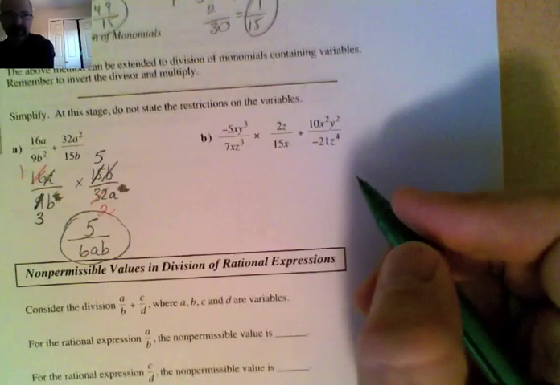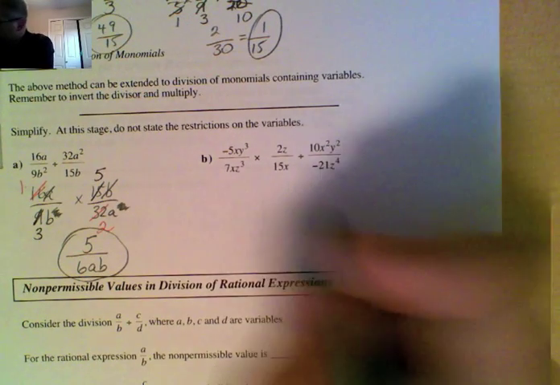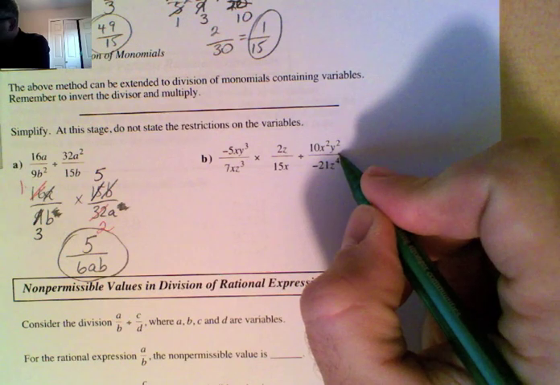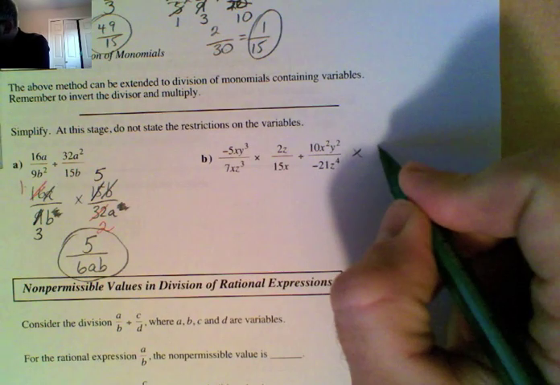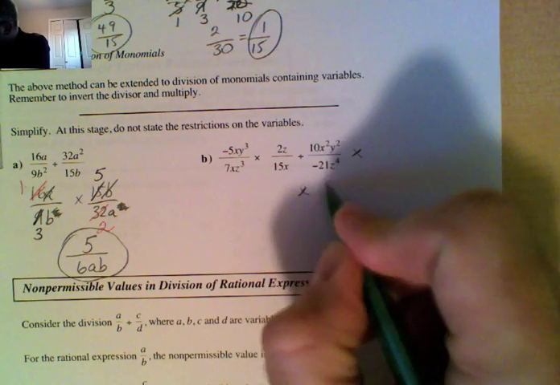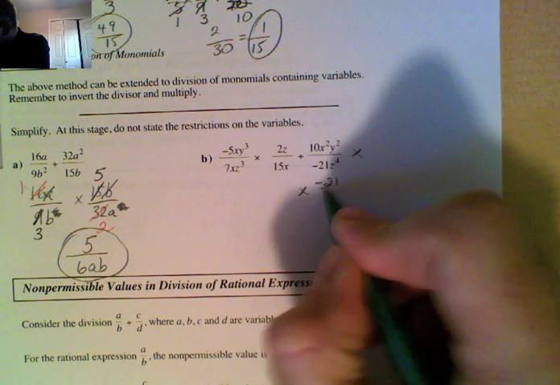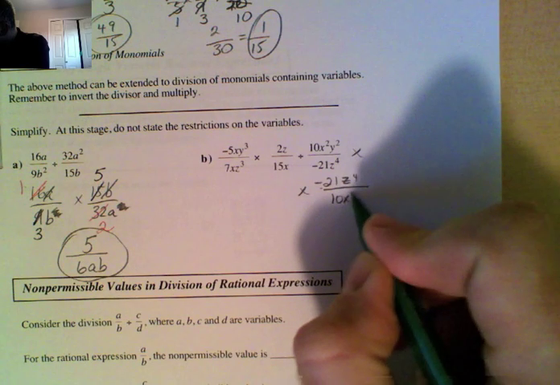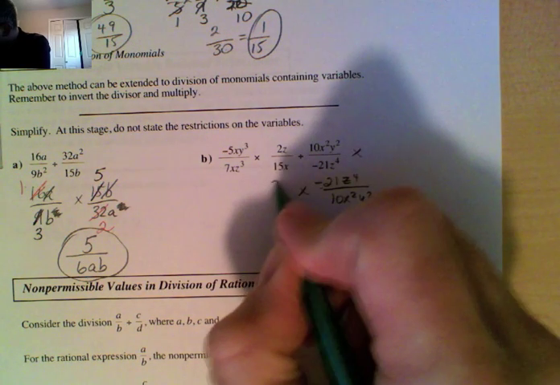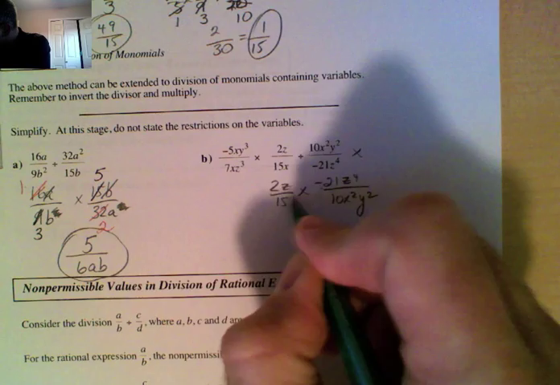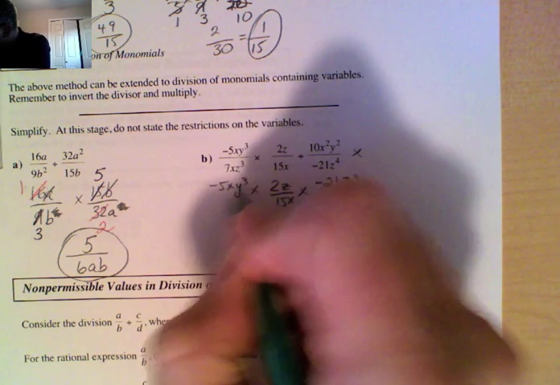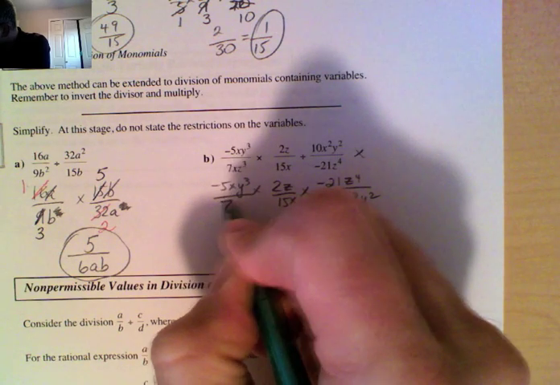And if we look at the next example, the first 2 fractions are going to remain the same, but the third fraction we're going to change to multiplication, and we're going to take its reciprocal. So negative 21 over z to the fourth, 10x squared y squared, 2z over 15x times negative 5xy cubed over 7xz cubed.